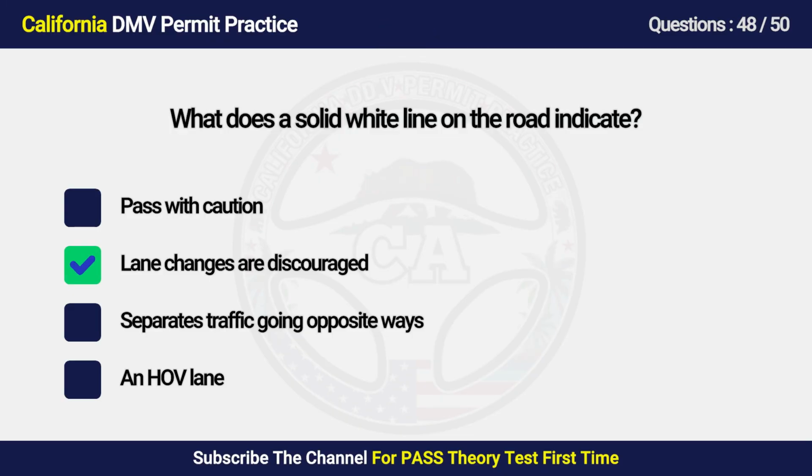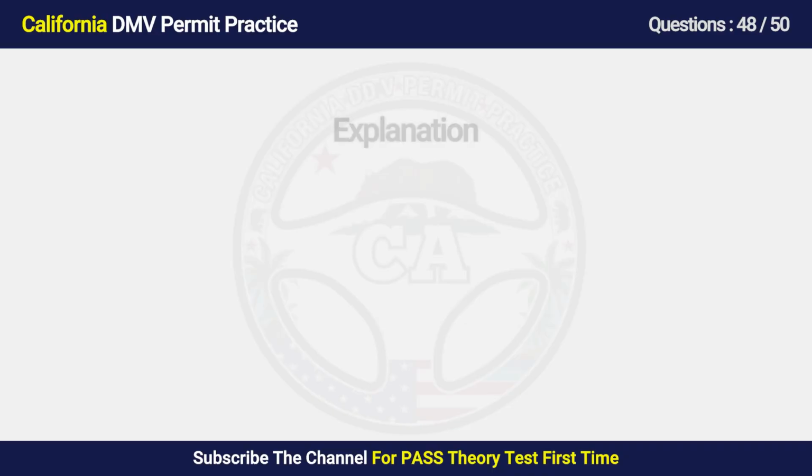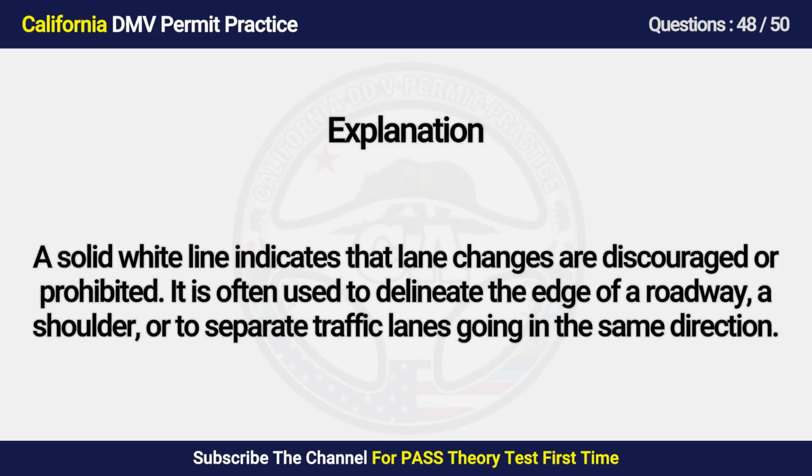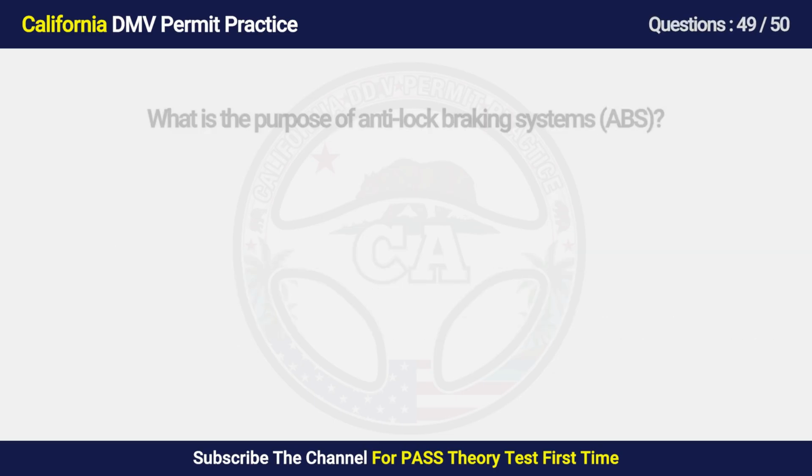Answer is B. Lane changes are discouraged. A solid white line indicates that lane changes are discouraged or prohibited. It is often used to delineate the edge of a roadway, a shoulder, or to separate traffic lanes going in the same direction.